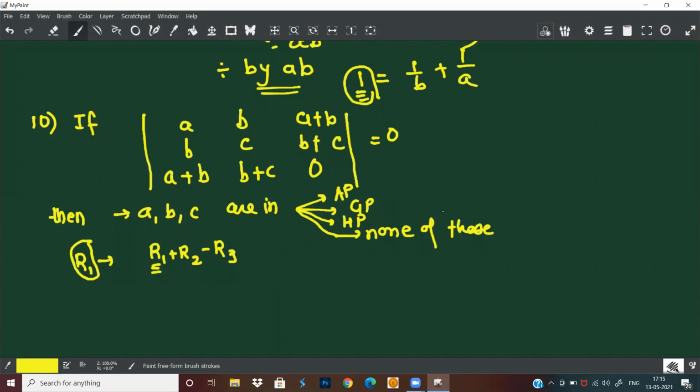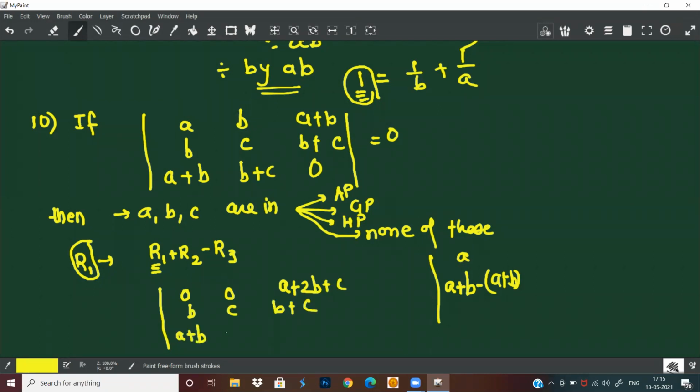So in place of A, there will come A plus B minus of A plus B. Are you getting it? This is the corresponding element of R3. So A plus B minus of A plus B gives you zero. Similarly, here B plus C minus of B plus C, here zero will come. And then here will come this plus this minus zero. So here will come A plus 2B plus C. Correct? We did this operation.